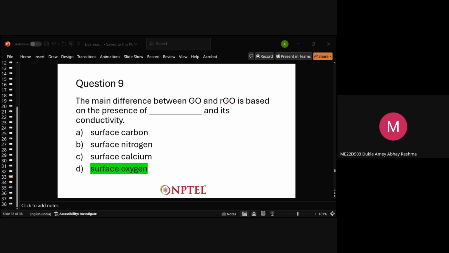So this is question number 3. Nanotechnology is based on decreasing size, increase surface area to volume ratio, only A or only both A and B. So the answer is both A and B.